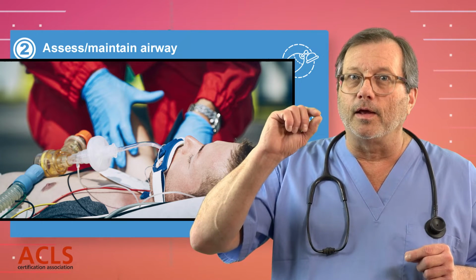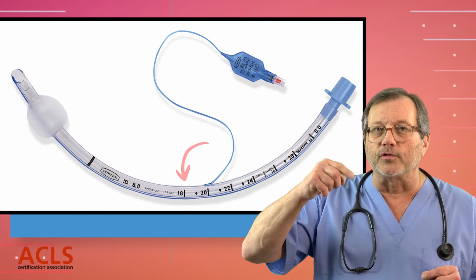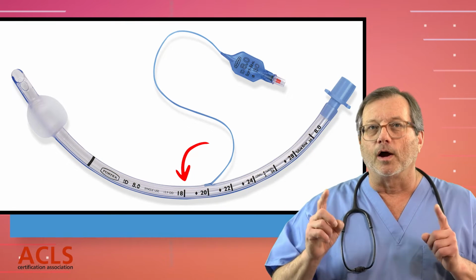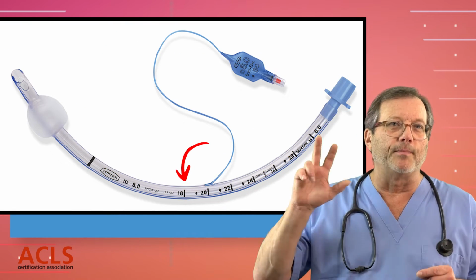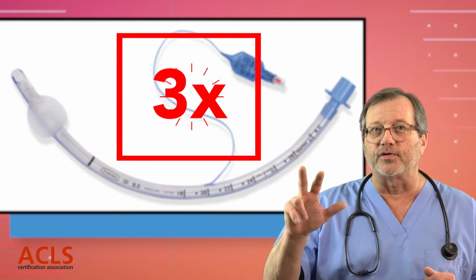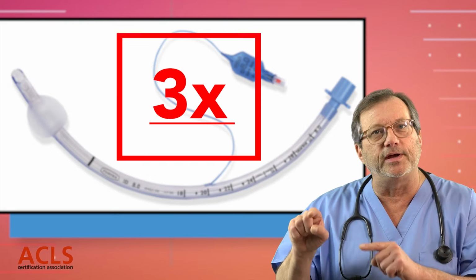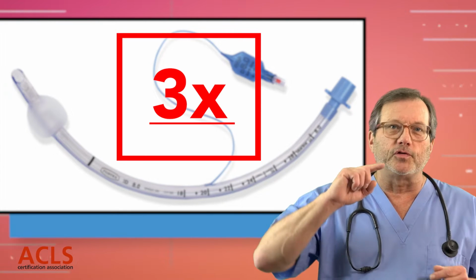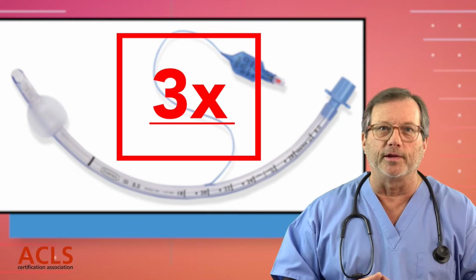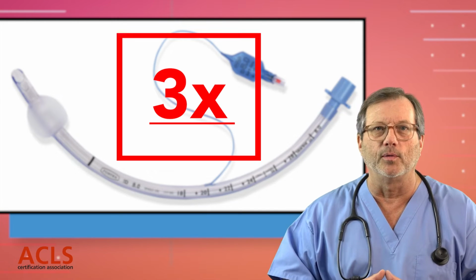The markings on the side of the tube, those centimeter markings: a good rule of thumb is you should be about 3 times the ET tube size at the teeth. What that means is if you have a 7.0 ET tube in the patient, you should have the markings at about 21 at the teeth. That's going to get you right where you want to be.